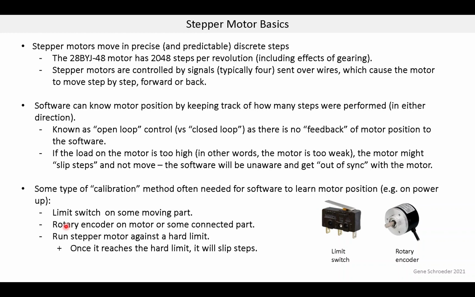Another thing you could do is put an absolute rotary encoder on the motor or some rotating piece of the hardware. And the software can then read that rotary encoder and know the position of the hardware. And finally, another way is to simply run the stepper motor for some period of time, knowing it will hit a hard physical limit. When it hits that hard limit, the motor will simply skip steps until the software stops trying to move it. Now, the software knows the physical position of the hardware, since it knows it has run it long enough to hit that limit. So this system might sound crude, but it is simple and it works.